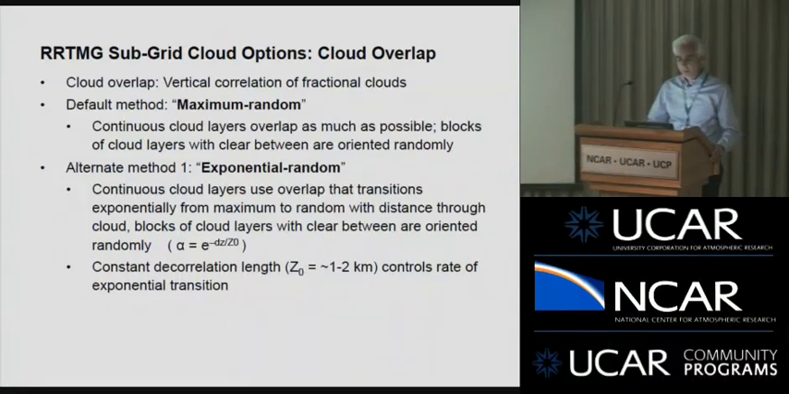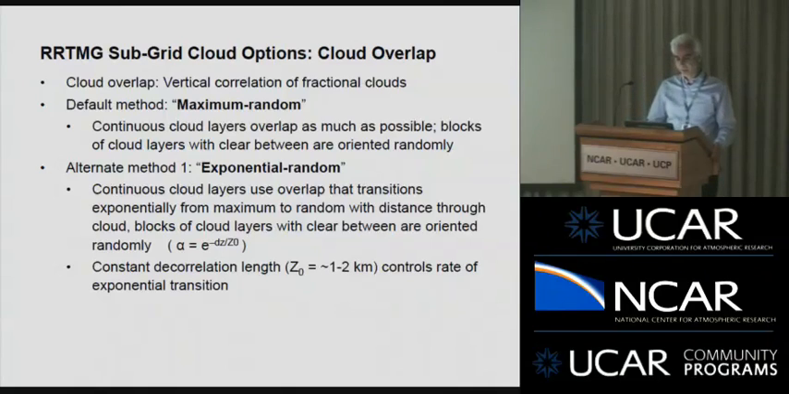So there are several methods to define the cloud overlap. The default method is called maximum random. In this method, all the continuous cloudy layers are forced to overlap as much as possible, or maximal overlap. And blocks of clouds that have clear layers between them are randomly correlated. They don't correlate with each other.